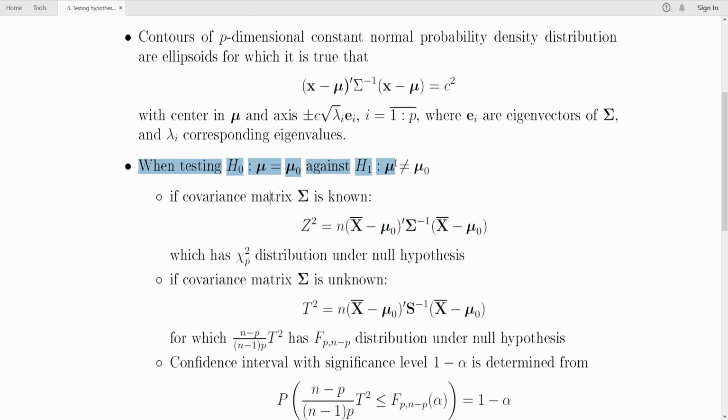So we are testing mu equal to mu 0 against this alternative hypothesis, and which of those two cases do we have? The first one. We have the true covariance matrix given. In that case, we will use our test statistic z squared, this one, which has a chi-square distribution with p degrees of freedom. So what we need is our number of observations, our x bar, mu 0, and the inverse of our sigma. By having all those values, we can compute the value of the test statistic, and then based on the chi-square distribution, we can make conclusions.